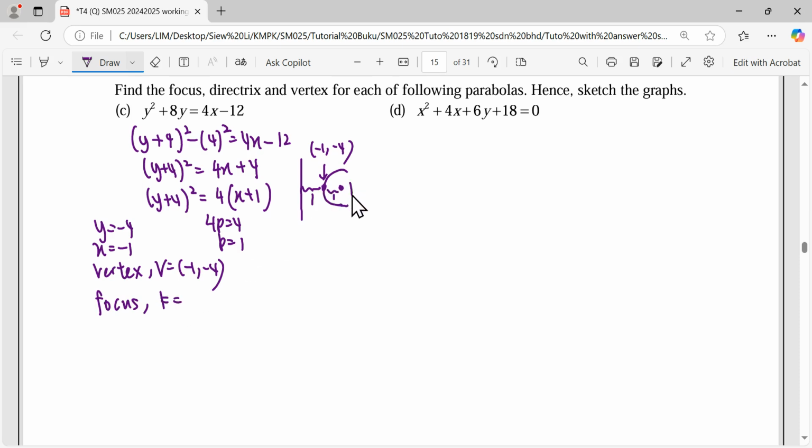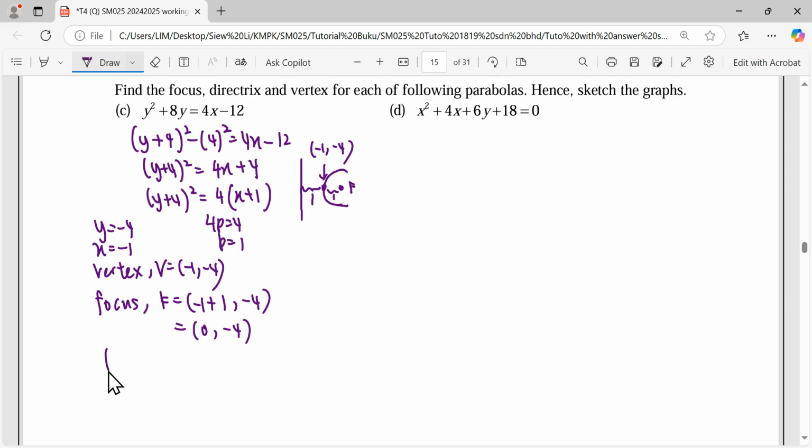Now we continue to find out what our focus point, F, is. To find the focal point F, we need to move 1 unit to the right from the vertex. When we move 1 unit to the right, we add 1. The coordinate y has no change. Moving left or right is the coordinate x, and moving up and down is the coordinate y operation. So this will give you 0 and negative 4.